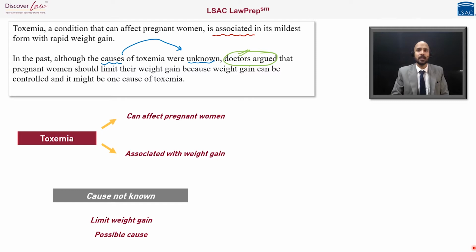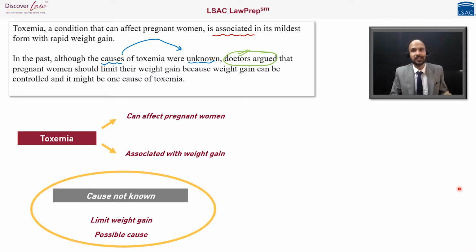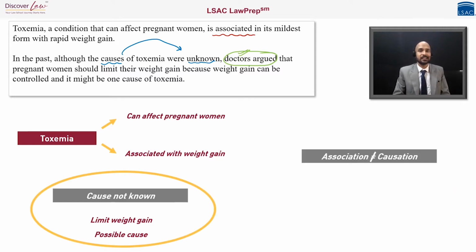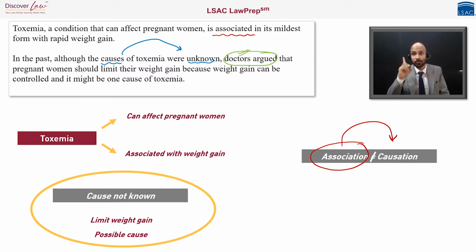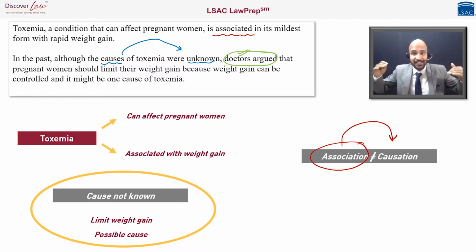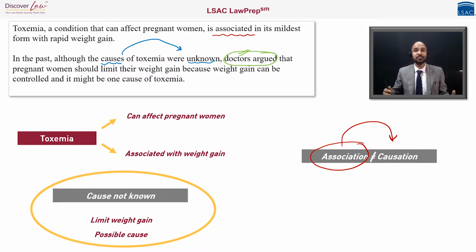Okay. Now, the very important thing that you should understand here is that a simple or a mere association between two things is not the same as causation. These are very different. Causation means that if this happens, then this will definitely happen. It's like saying if there is rapid weight gain, there will be toxemia. That is causation. Or that toxemia causes it. But an association is not as clear a relationship as causation.